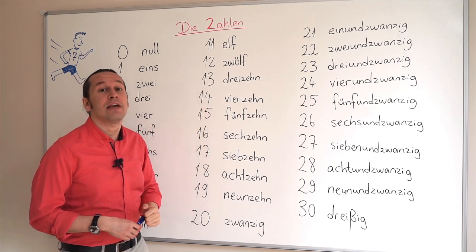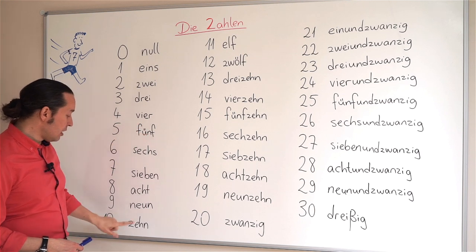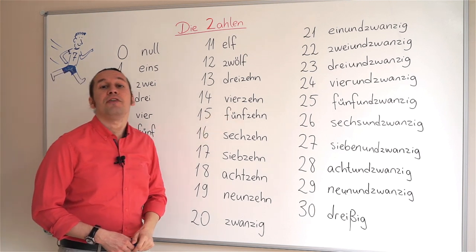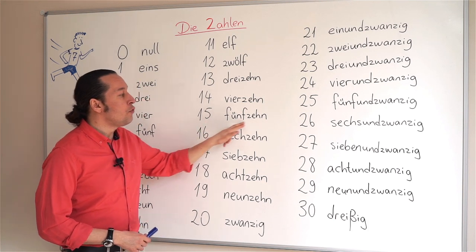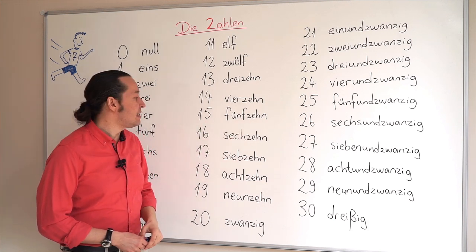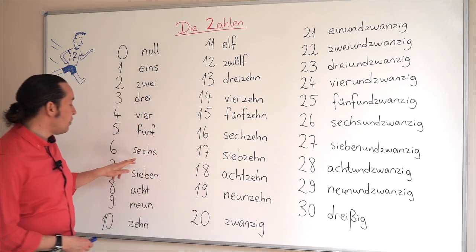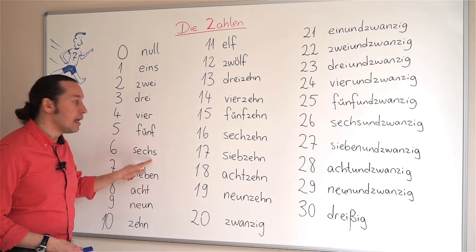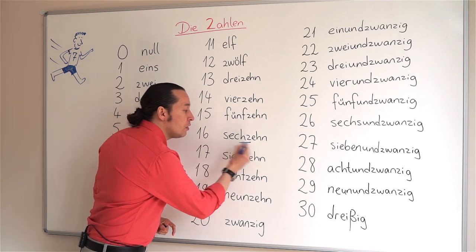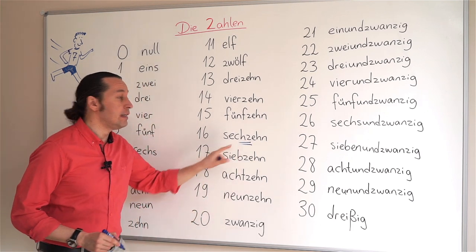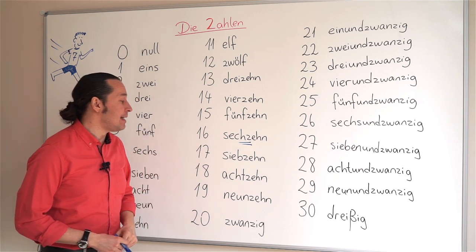So what if I say 14? Vier stands for 4, so 14 is vierzehn, just like in English. And for 15, fünfzehn. 16: here we have sechs for six, but if I say 16, then I have to drop the S and instead I'd say sechzehn.